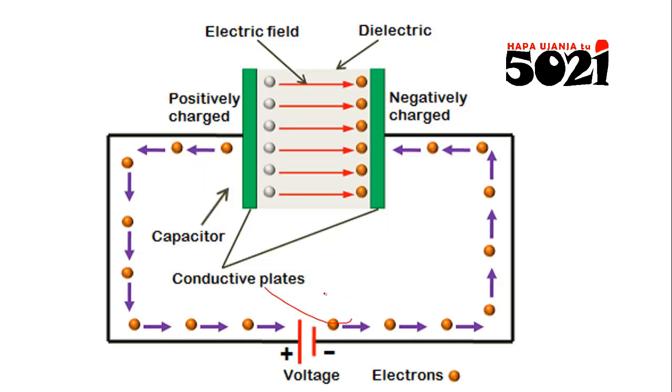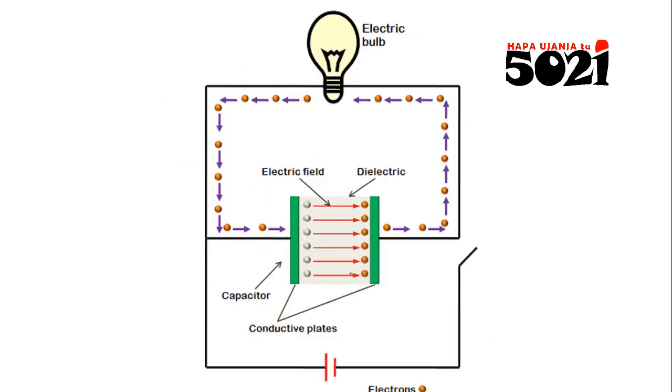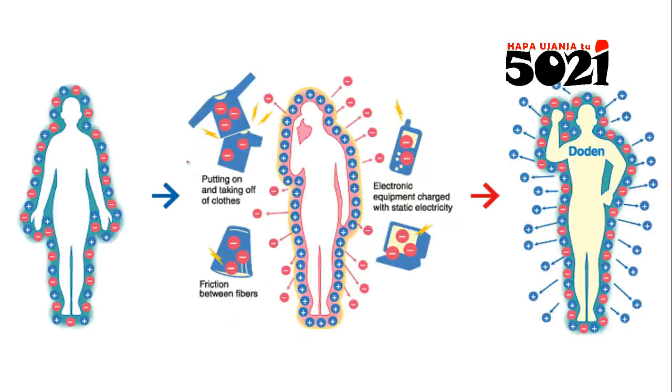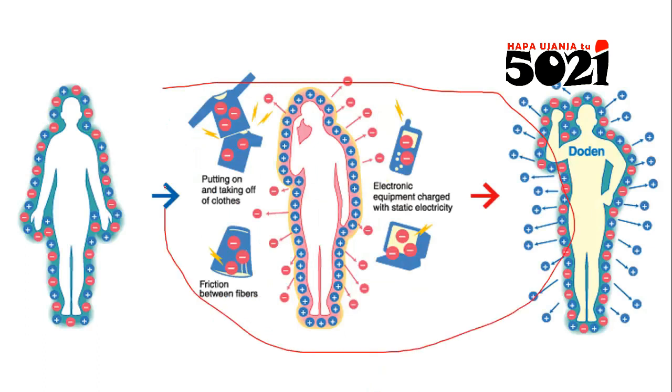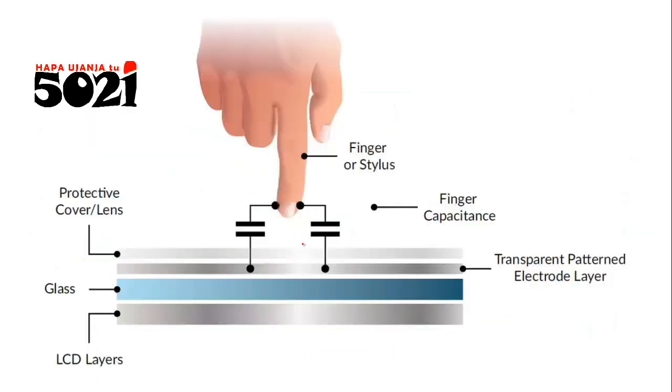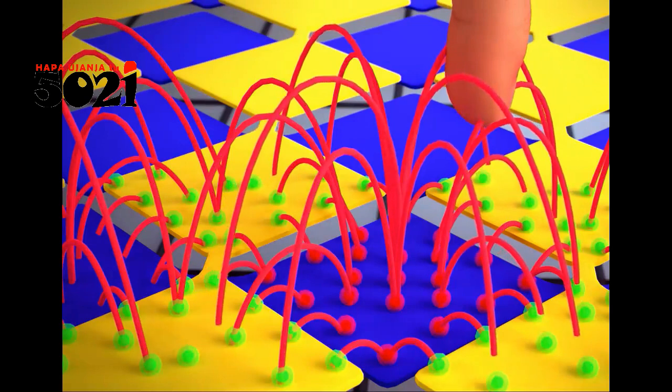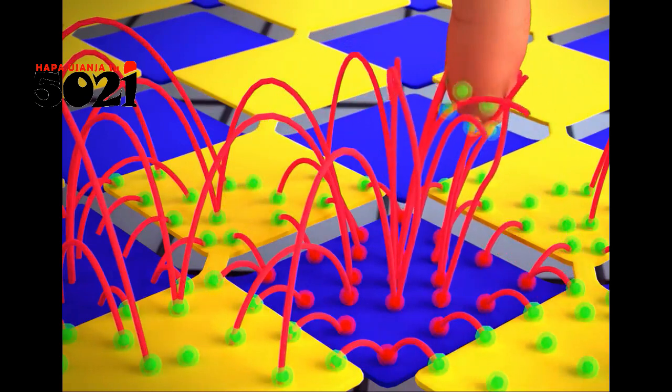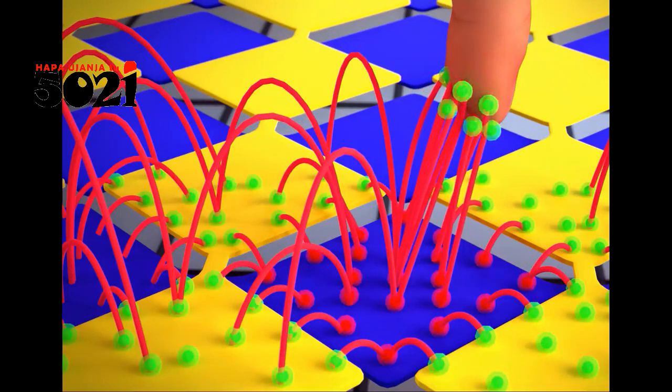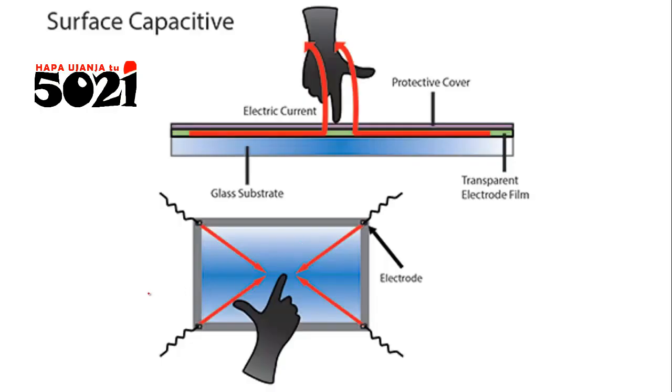Ukiipatia umeme alafu ukidisconnect hapa, kuna umeme unabaki pale ndani. Na maana kati ya capacitor ukiconnect chochote chenye umeme, ukiconnect njia nyingine, yaani umeme huku unataka kwenda huku, lakini hakuna njia nyingine huku. So ina maana hapa katikati ukiconnect chochote kinachoweza kukamilisha circuit, kinafanya kazi. So now imagine wewe na mwili wako una umeme, ukija ukagusa pale kama capacitor ndogo, you know. I don't know if I'm confusing you. Imagine it's a capacitor, it's a transistor, whatever.